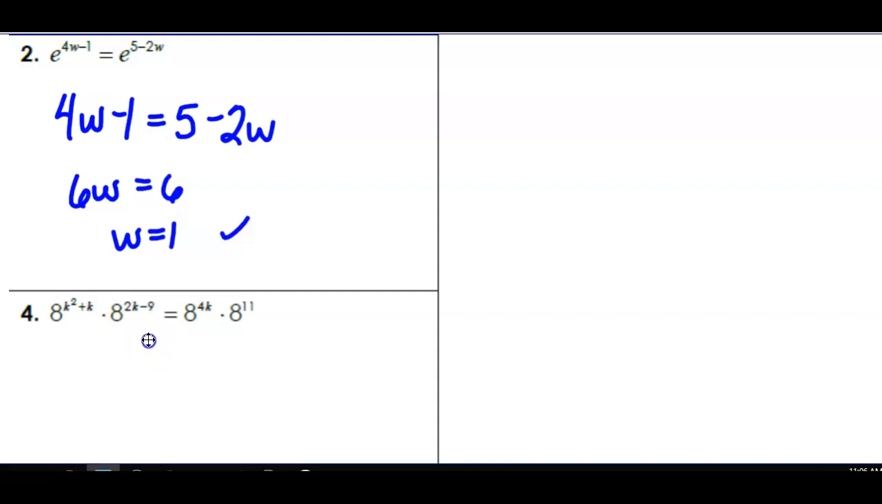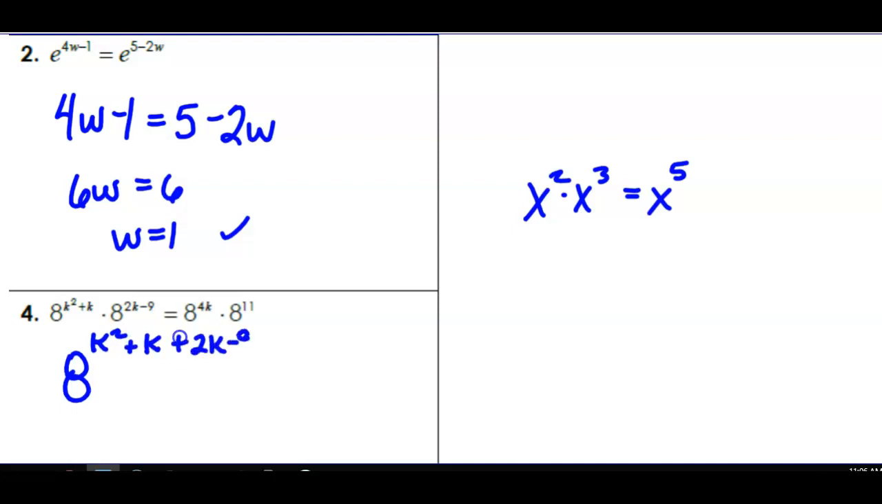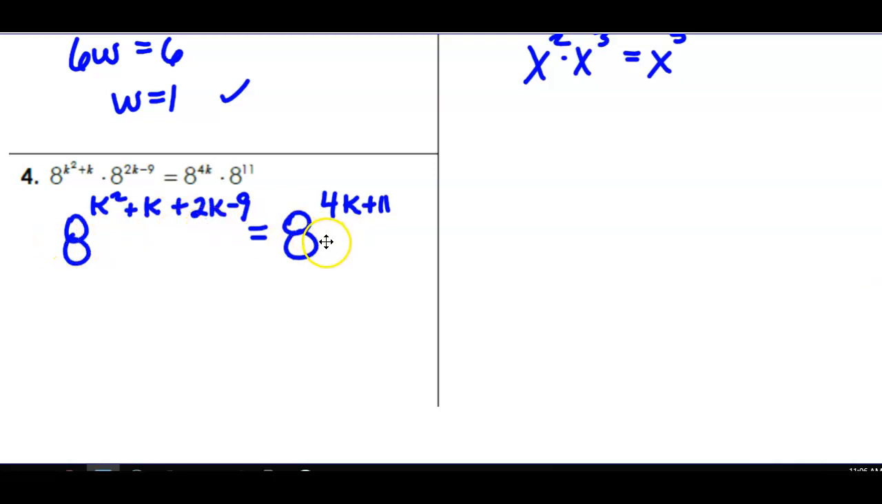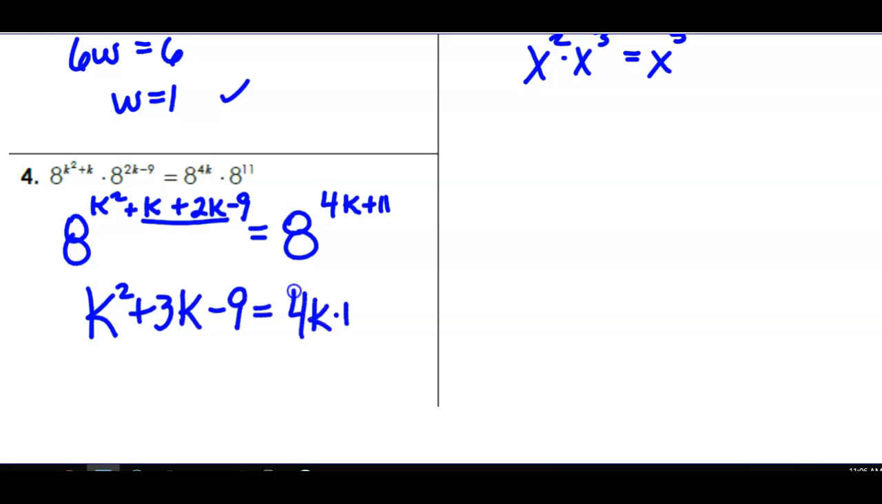All right, on this one, remember, when you have an x squared times an x to the third, you keep the x and you add the exponents. So here we keep the 8 and we add the exponents: k squared plus k plus 2k minus 9. Over here, same thing, keep the base, add the exponents. That's a mess. But now because they're both to base 8, the exponents have to be equal. I'm going to combine those as I write it down. So I get k squared plus 3k minus 9 equals 4k plus 11.